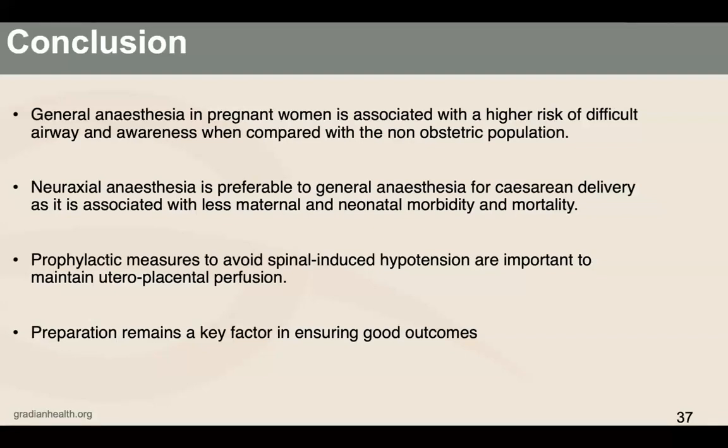Putting your patient in the left lateral tilt to displace the uterus. That's also explained by Dr. Paul. And then, as always, preparation remains a key factor in ensuring good outcomes. Thank you.